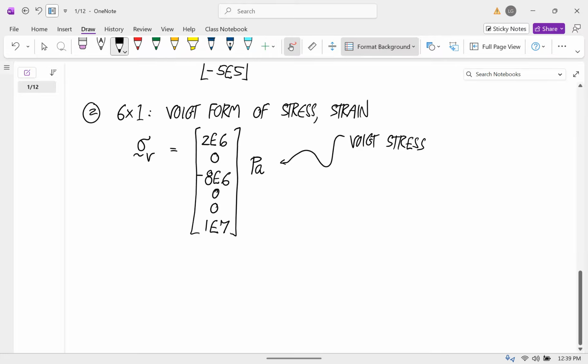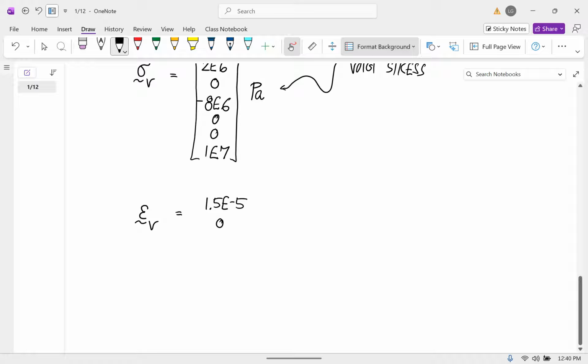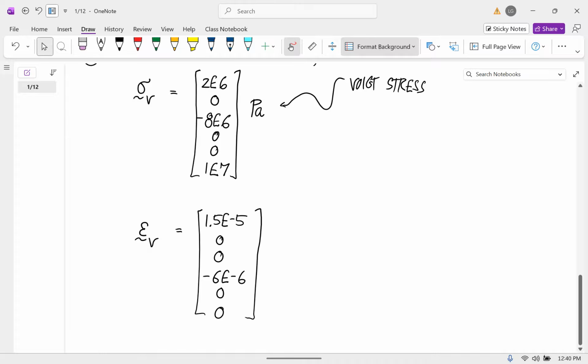And the Voigt strain, on the other hand, all the values are going to be really small. So this could be like 1.5 times 10 to the minus 5, 0, 0, negative 6 times 10 to the minus 6, 0, 0. The stresses have units of pascals. The strains are going to be unitless. They're just numbers. So this is an example of a Voigt strain.